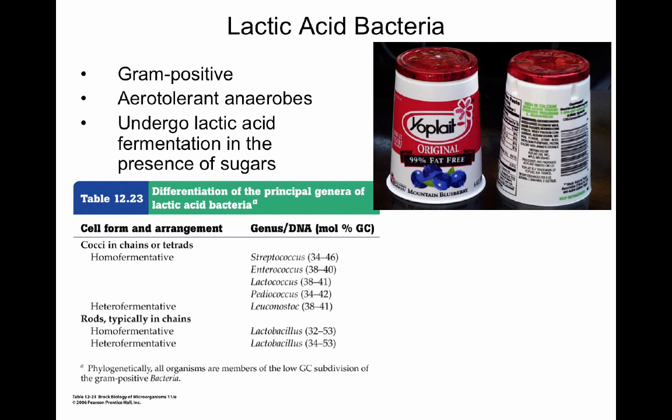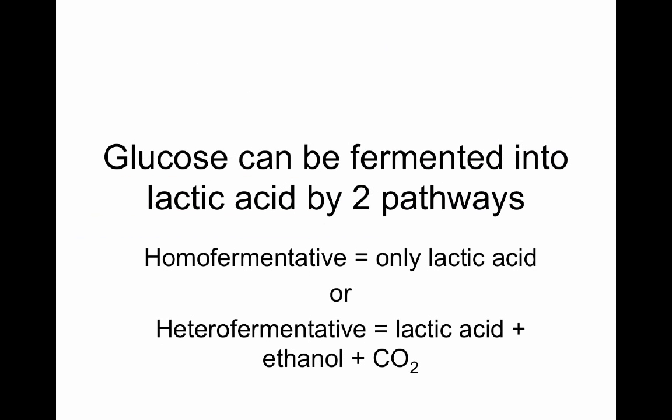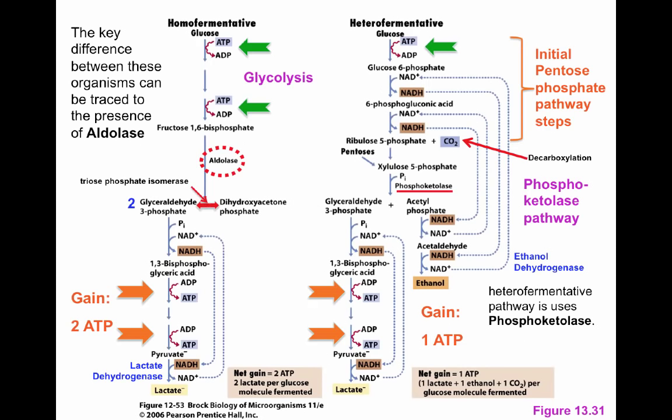So one of the things that I want to look more carefully is the lactic acid fermentation in bacteria. So we're going to see that most lactic acid bacteria are gram-positive microorganisms, mostly aerotolerant anaerobes, and they're going to generate lactic acid in the process of sugars. Lactic acid fermentation can be broken down into two different fermentative processes. The homofermentative process is only going to generate lactic acid, and the heterofermentative process, which is going to generate lactic acid, ethanol, and carbon dioxide. So here we go. Those are the two different types of fermentation that are going to generate lactic acid, the homofermentative and the heterofermentative. Now, let's take a look at these two different pathways more carefully.